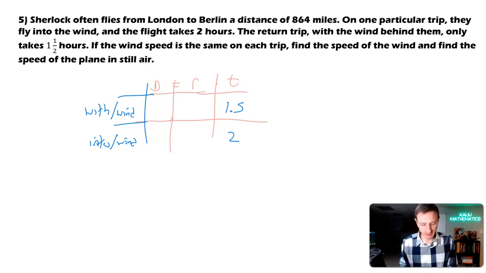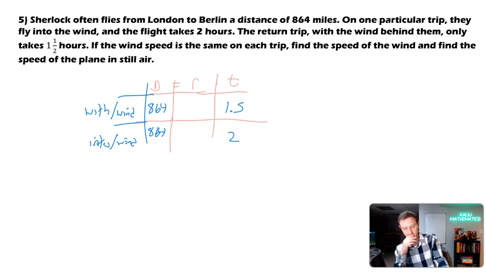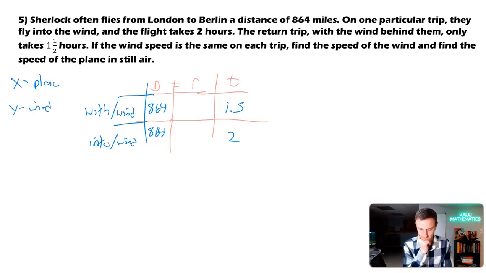And then we're given distance is 864, and that's gonna be the same for both, because one scenario we're going with the wind, the distance isn't going to change. Scenario against the wind, distance isn't going to change. So our distance is 864. Now our rate with the wind, let's say x is the plane, and let's call y the wind, because we have wind playing a factor here. Wind's going to help us out, and wind's going to slow us down, depending on which direction we're heading.